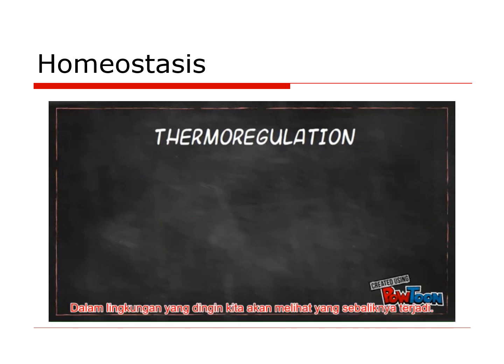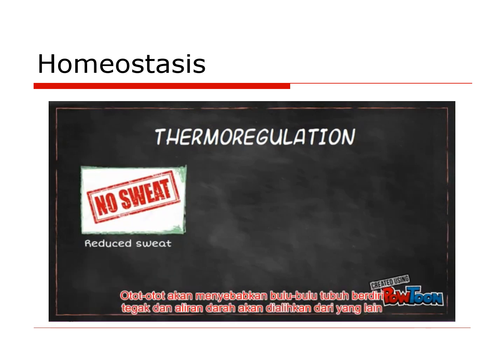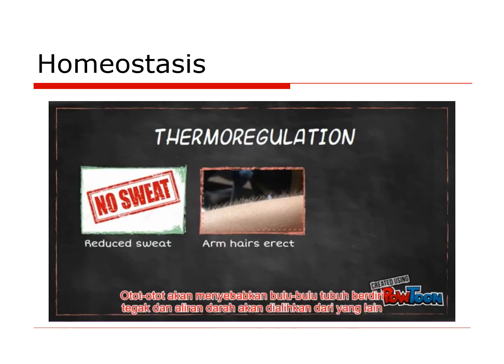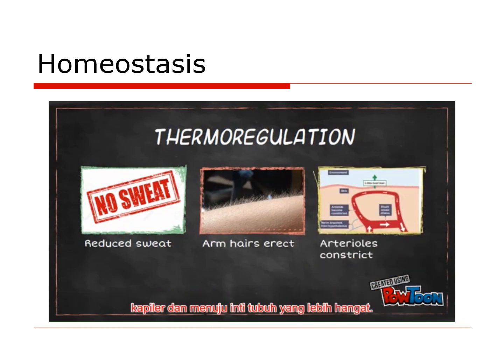In cold environments, we would see the opposite happen. The hypothalamus would signal the glands to decrease sweat production, the muscles will cause body hairs to stand on end, and blood flow will be directed away from the outer capillaries and towards the warmer core of the body.